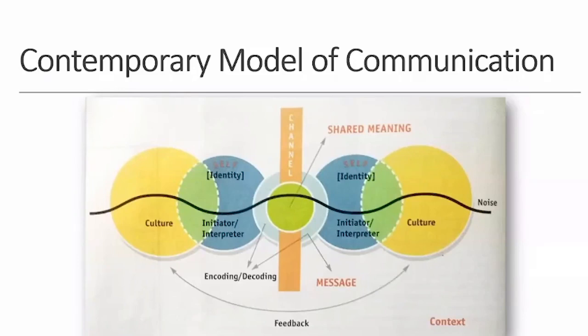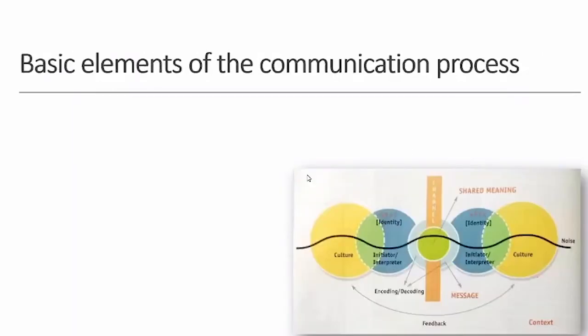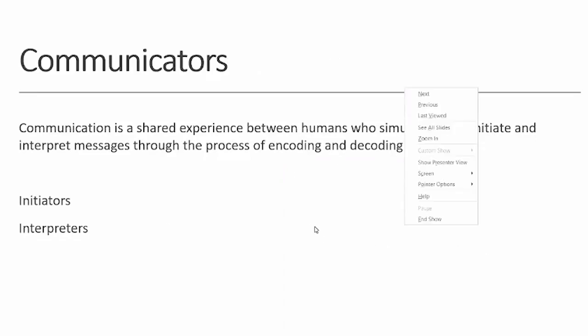Right. So the contemporary model of communication has different components here. You can see them in different colors. What we are going to do is identify them and discuss them one by one, right? So initially, in the communication process we need to have communicators. Communication is a process that takes place between communicators always. So in simple terms, communication is a shared experience between communicators.